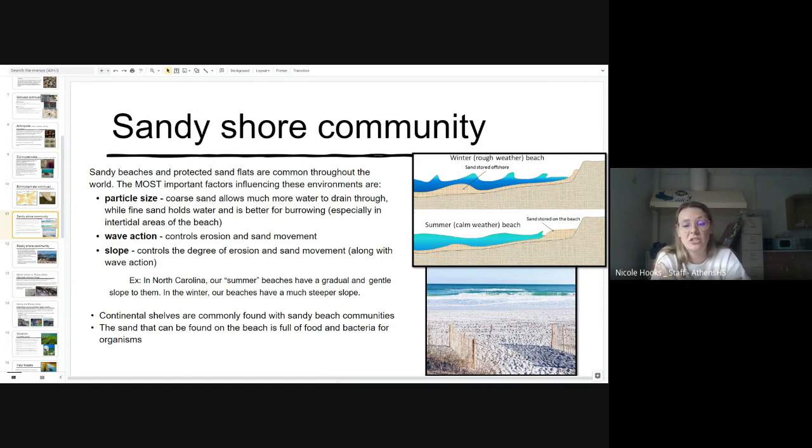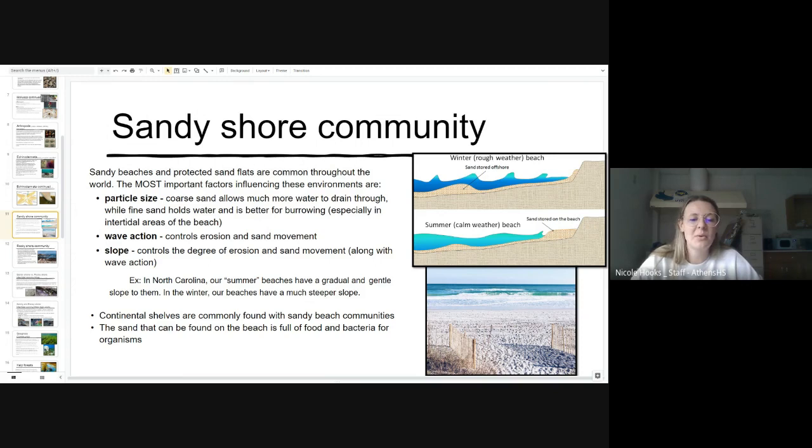If you've ever gone to the beach and noticed a big drop in the sand, as a kid you might have jumped off it or built a chair into it. That actually happens more often in the wintertime because there are rougher seas and more erosion. Continental shelves are most common for sandy beach communities. You've seen those questions on the tests up until now, so you should know this.